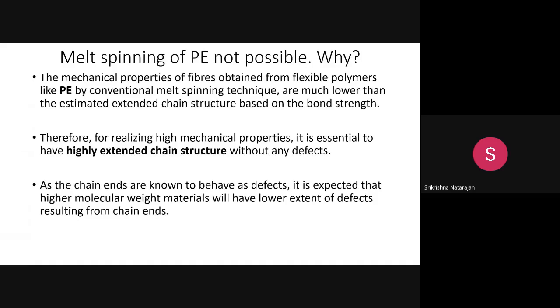So for getting the mechanical property, what you need is a highly extended chain structure. If you have something in a highly entangled form, and you just unfold the polymer chains, it should get extended without any kind of defect, without any kind of branches. Then only you will get the mechanical property. Otherwise, you will not get it. That is the reason why for certain fibers which have high molecular weight, it is not recommended to go for melt spinning.